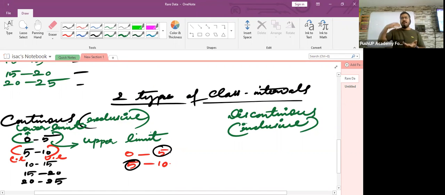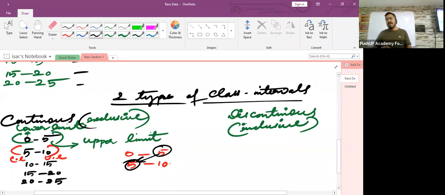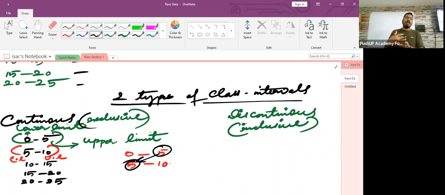I repeat, whatever value you are ending your journey with for the first class interval, the same value you are using to start your journey for the second class interval. That means you are continuing with the same value, which is 5. So children, these kind of class intervals where the upper limit of the first class interval and the lower limit of the second class interval match, they are known as continuous class intervals. Very easy to remember. It's just continuing.